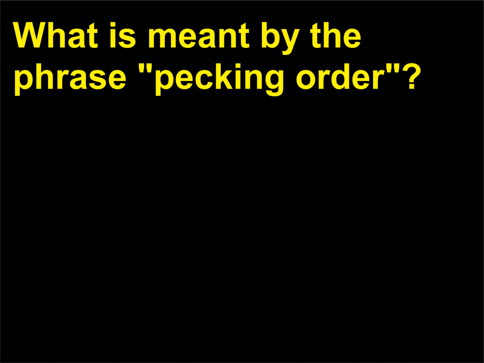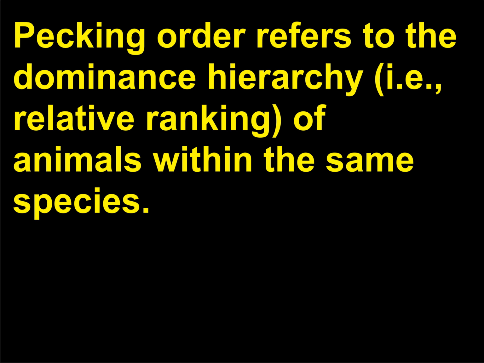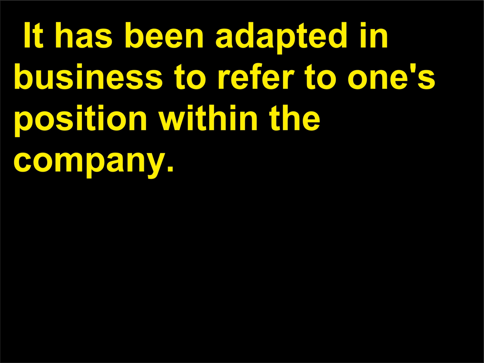What is meant by the phrase pecking order? Pecking order refers to the dominance hierarchy, i.e., relative ranking, of animals within the same species. It has been adapted in business to refer to one's position within the company.